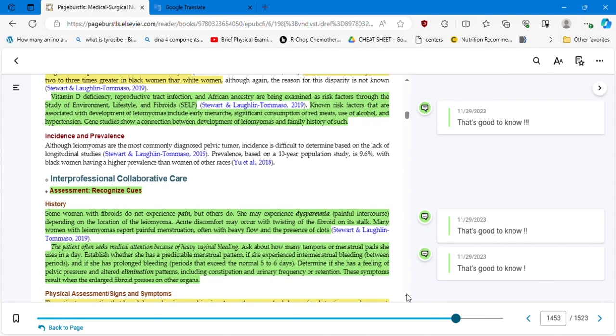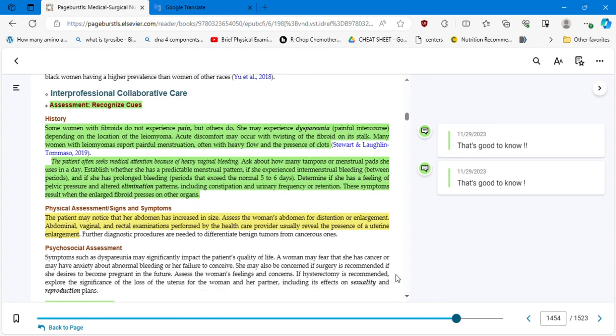Let's continue with assessment, recognize clues. Some women with fibroids do not experience pain, but others do. She may experience dyspareunia, which is painful intercourse, depending on the location of the leiomyoma. Acute discomfort may occur with twisting of the fibroid on its stalk. Many women with leiomyomas report painful menstruation, often with heavy flow and the presence of clots, and that's good to know as well. Dyspareunia, painful intercourse, in the presence of leiomyomas.